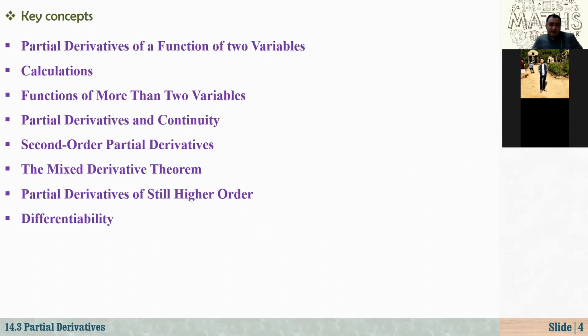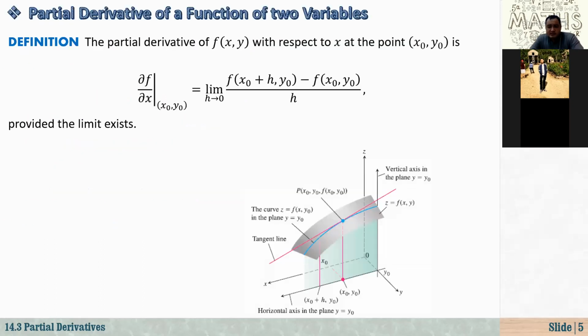So what we have here are some key concepts in this section: partial derivatives of a function of two variables, calculations, that means how we calculate the partial derivative of a function, functions of more than two variables, partial derivatives and continuity, second order partial derivatives, the mixed derivative theorem, partial derivatives of still higher order, and differentiability. We are going to gain some knowledge about these concepts. Now, guys, let's start with this definition.